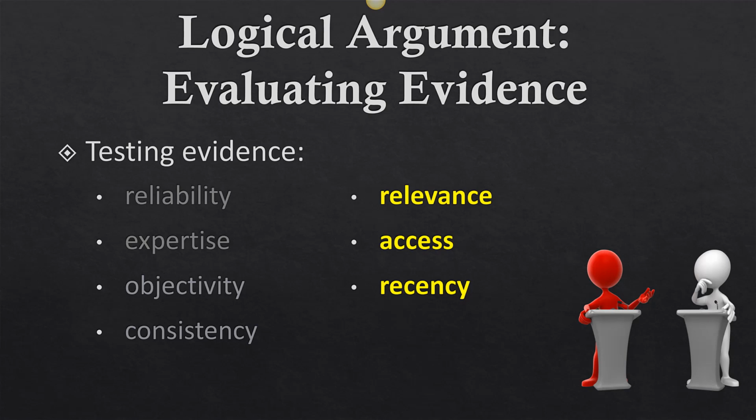This is the third segment in the second part of our two-part series on the logical importance of evidence. In the past couple of segments, we've looked at four important tests to determine whether or not evidence is of sufficient quality to support claims: the tests of reliability, expertise, objectivity, and consistency. In this final segment, we're going to look at the final three tests of evidence discussed by Inch and Tudor in their text Critical Thinking and Communication: relevance, access, and recency.